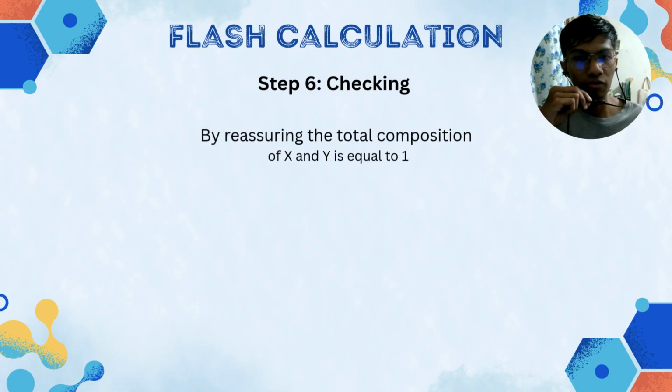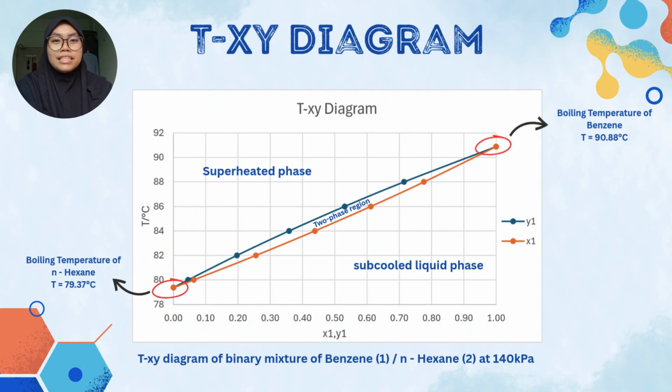For the last part, we want to check whether our calculation is accurate or not. We use the formula of total composition must be equals to 1. From our calculation, we already proved that the total composition for each of the liquid and vapor is equal to 1. Next, we have the TXY diagram for a benzene and n-Hexane binary mixture at 140 kPa.